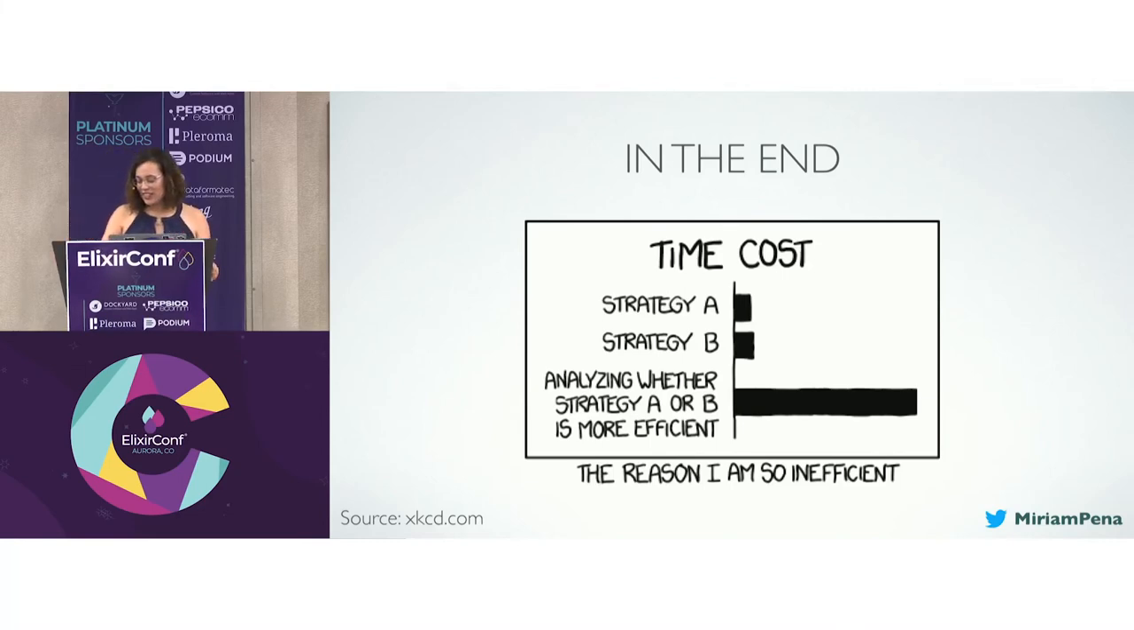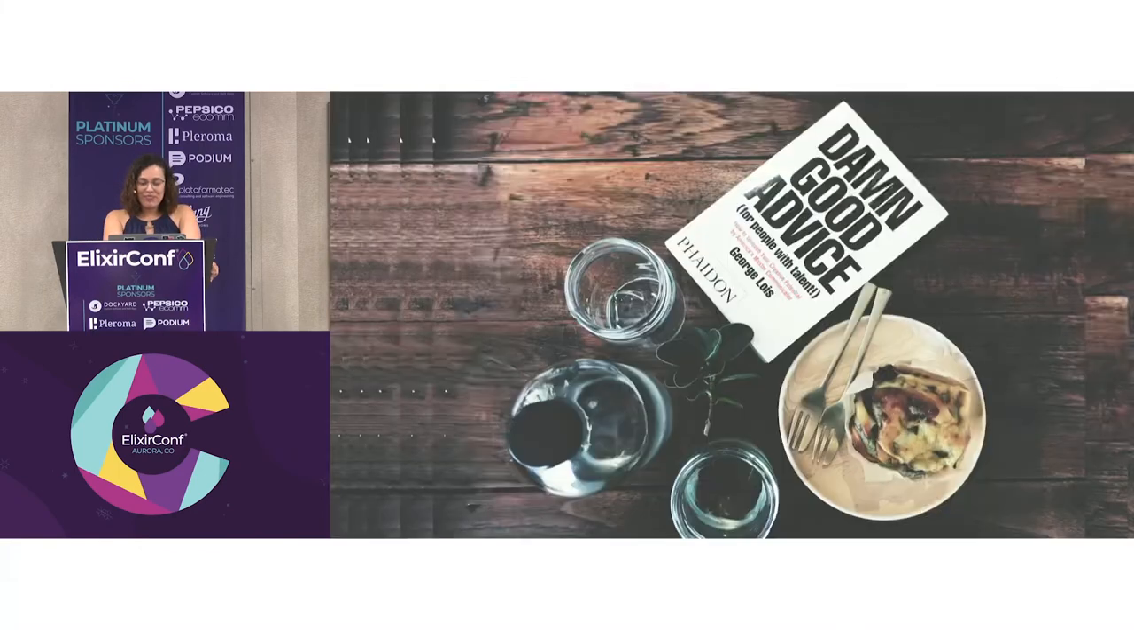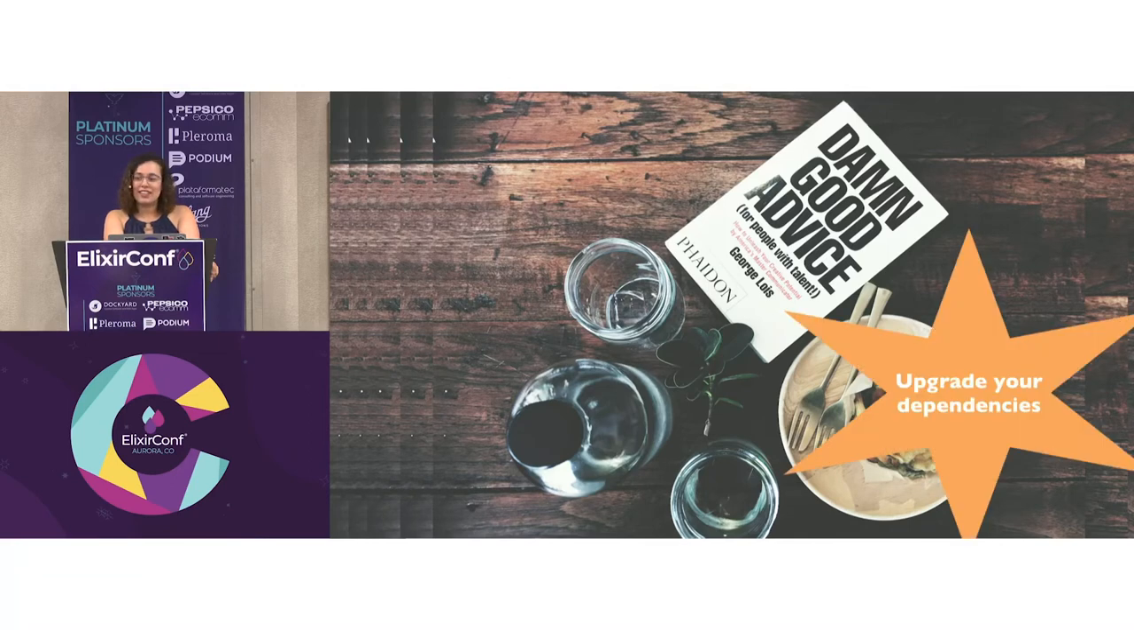So in the end, you really have to think whether you want to apply all these optimizations. And that's why I suggest you take all of this a bit relaxed. Don't get too crazy. If there is one piece of advice I want you to take with you today, it is: you should upgrade your dependencies and your Erlang OTP version. You should get the biggest one if you can.